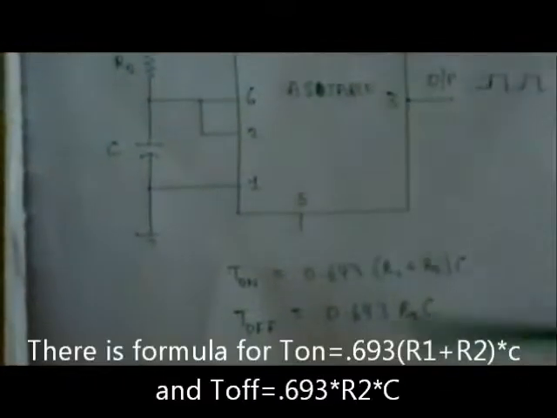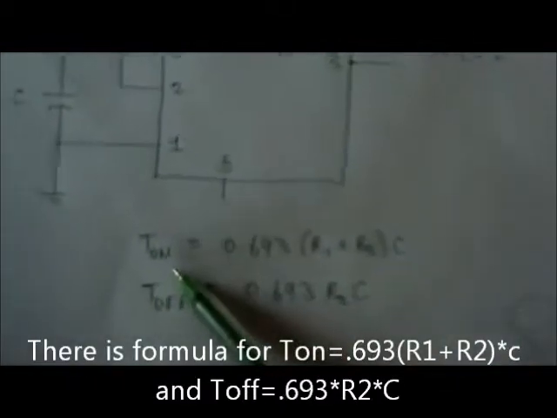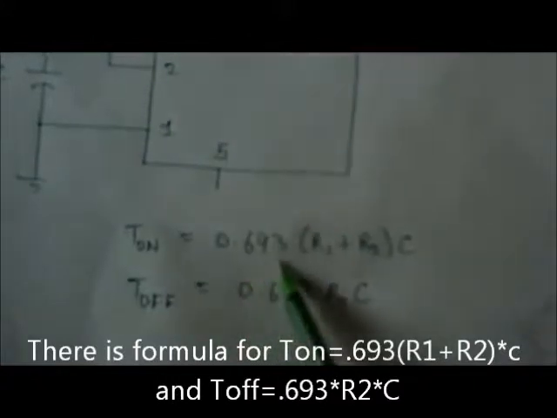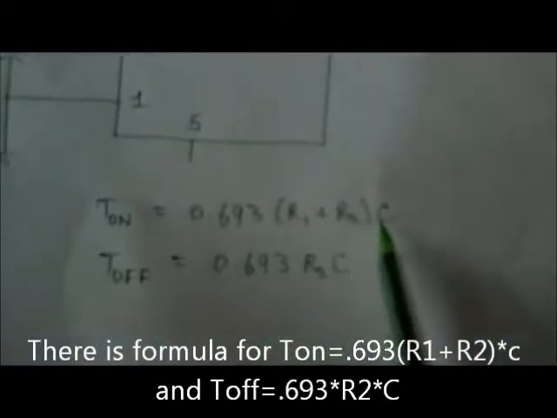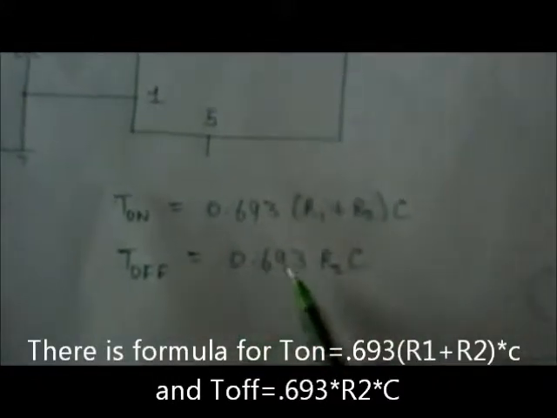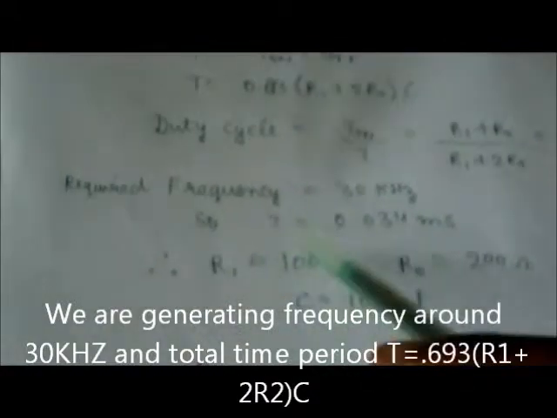There is a formula for calculating the on time and off time. T on is equal to 0.693 into (R1 plus R2) into C, and T off is equal to 0.693 into R2 into C. We are generating around 13 kilohertz frequency.